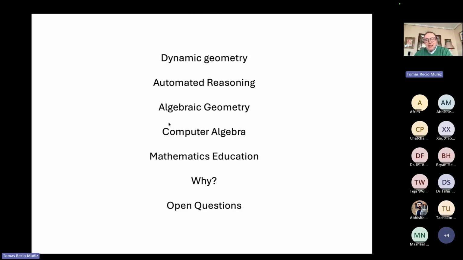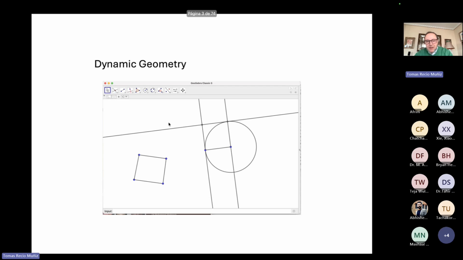So this is a little bit the sketch of my talk. I hope we will have time to touch each of these items. First of all is the concept of dynamic geometry, then automatic reasoning, then the algebraic geometry and computer algebra algorithms that are involved in this real mechanical geometer, and then the impact in mathematics education and some open questions.